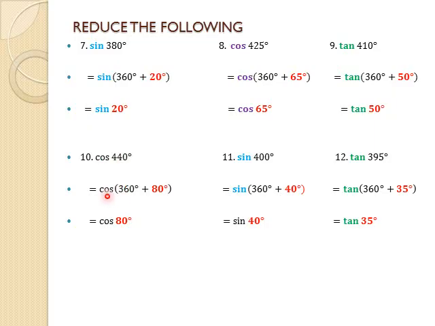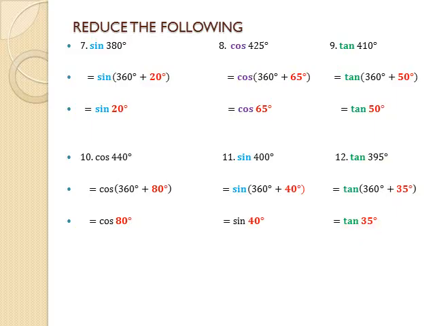Cos 440 becomes cos 360 plus 80. 360, one full rotation, remove it, left with cos 80. Sin 400, 360 plus 40, gives me 400, one full rotation, sin 40. Same applies for tan 395. That becomes 360 plus 35, remove the 360, rotate fully around, and I end up back at tan 35.